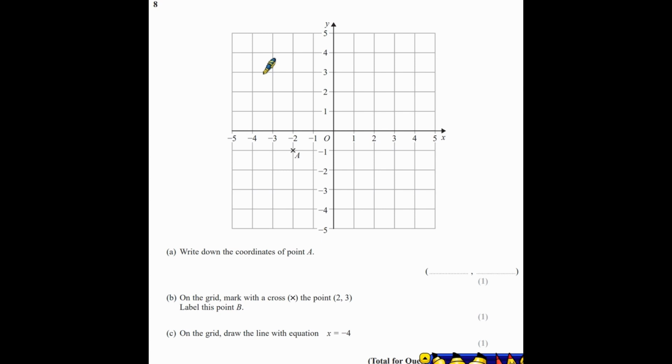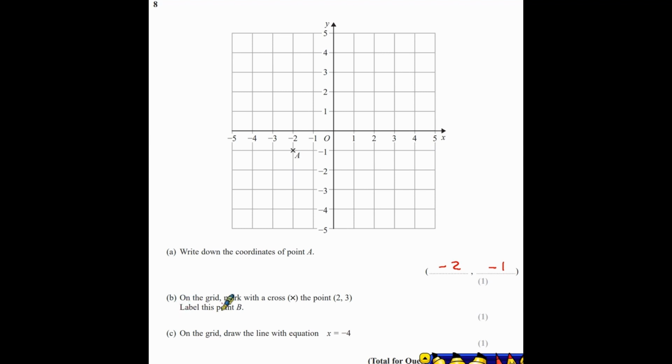And question 8 takes us into the world of graphs. So 8a, we have to write down the coordinates of point A. Point A is here. Don't forget when we're looking at coordinates, we go along the x-axis and then y. So along the x-axis we are moving to -2. So that is your first coordinate. On the y-axis we are down here at -1. So the coordinate of A is (-2, -1).